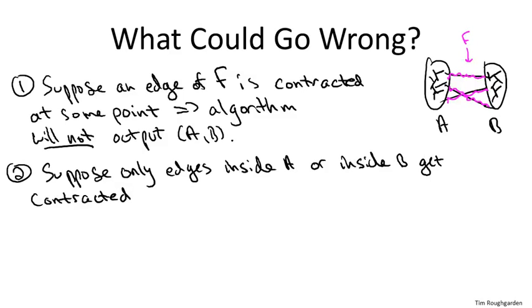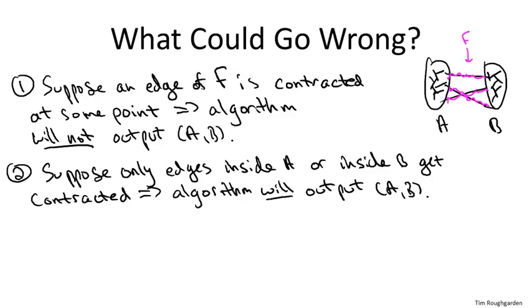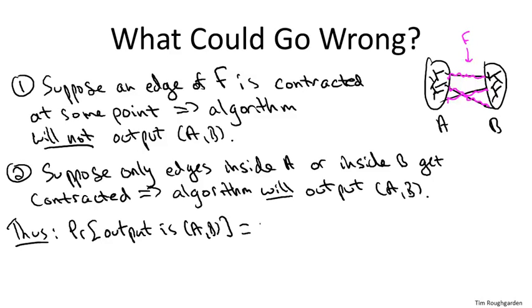What does that mean? That means that when the algorithm outputs a cut, all of the nodes in A have been grouped together, and all of the nodes in B have been grouped together in each of the two supernodes, which means that the output of the algorithm is indeed the desired min cut A, B. Summarizing, the contraction algorithm will do what we want. It will succeed and output the cut A, B if and only if it never chooses an edge from capital F for contraction. Therefore, the probability of success, that is the probability that the output is the distinguished min cut A, B, is exactly the probability that it never contracts an edge of capital F.